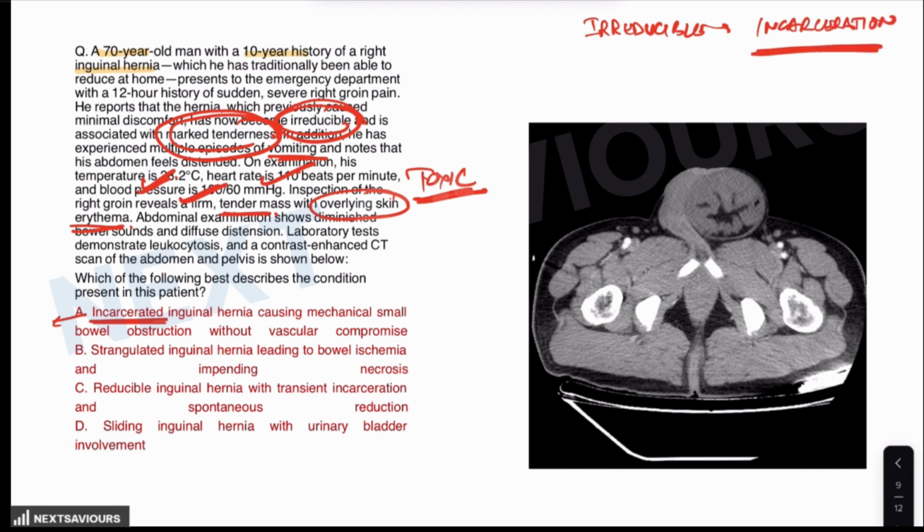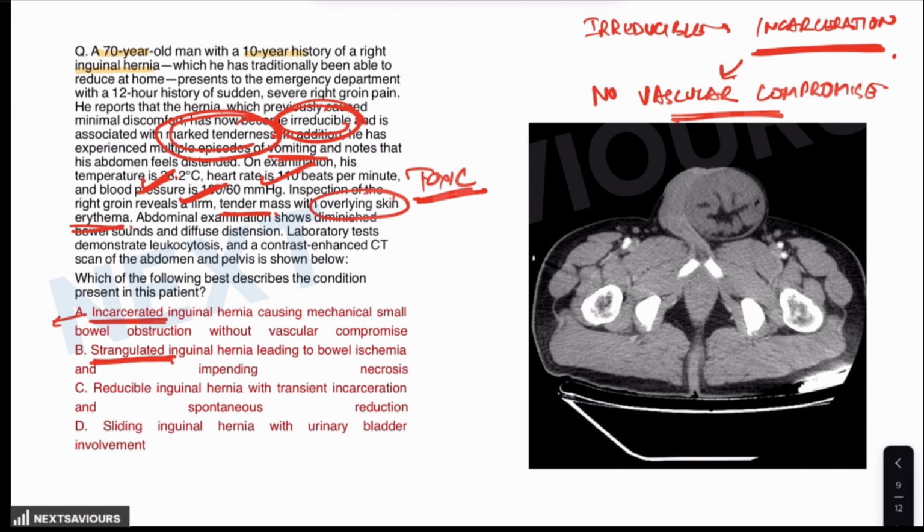Now, how is incarceration different from strangulation? In incarceration, there will be no vascular compromise of the content. The vascularity of the content will be intact. The only thing that happens is that the hernia, which was previously reducible, will now not reduce while sitting or lying down, or even when the patient tries manually.